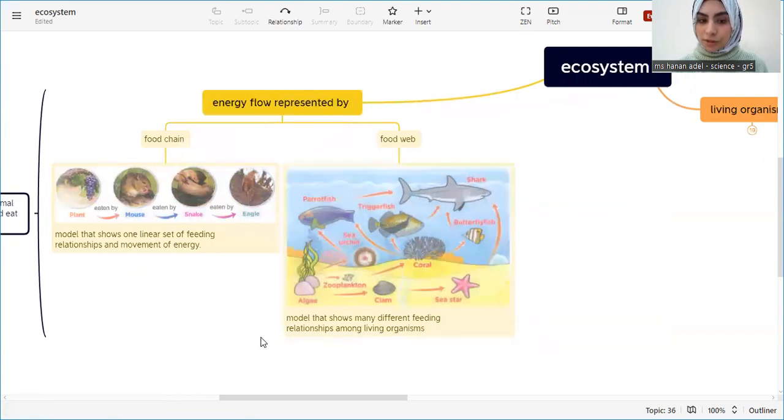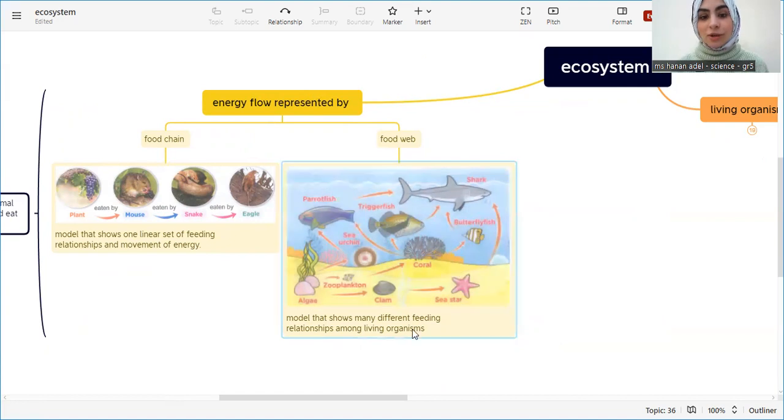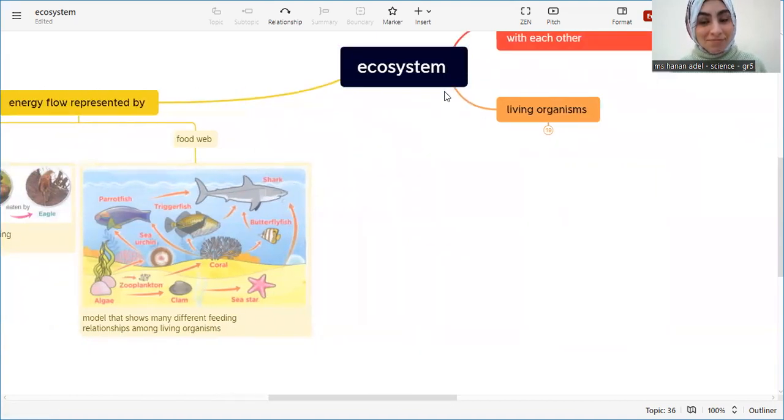The algae, for example, here can be eaten by zooplankton and clams. The coral here can be eaten by butterfly fish or triggerfish or parrotfish. So many things can eat the same thing. The same prey can be eaten by many predators, or the opposite. This is the food web. It consists of many food chains, actually. So this is now everything related to the ecosystem.